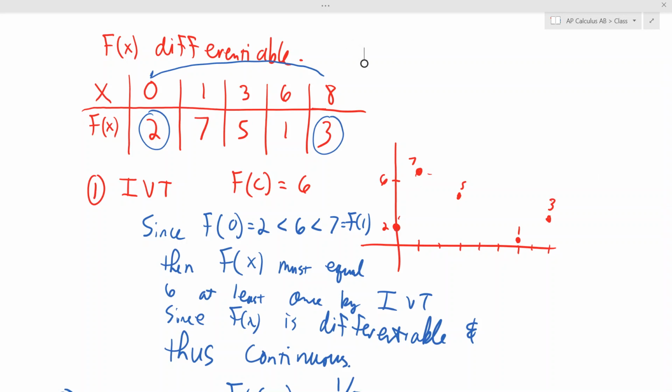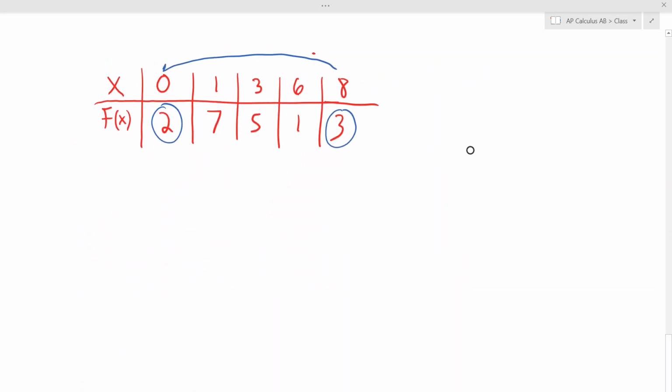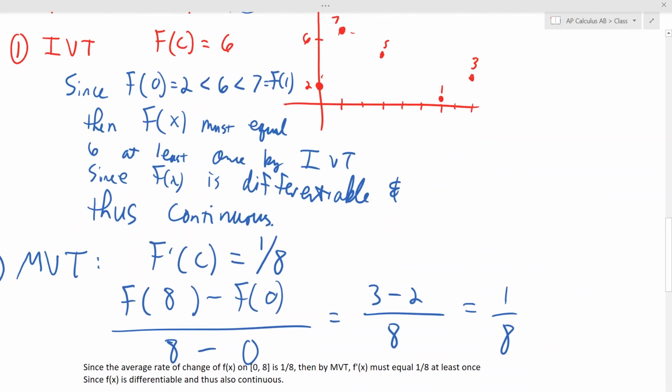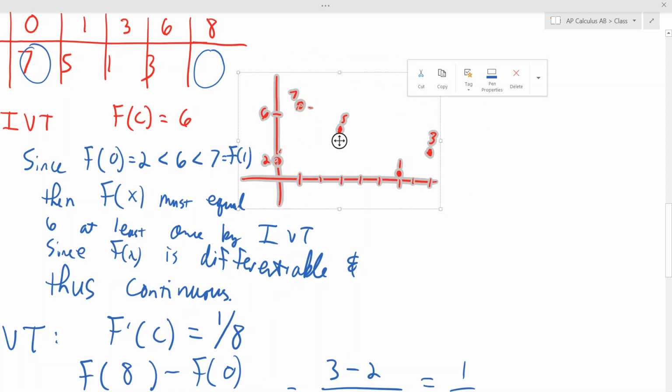I'm going to copy this table down here so that I can keep going through this stuff. Another thing they might ask you to do, which ties in with MVT a little bit, is just approximate f prime of 2. Now f of 2 would be in here somewhere, we don't have that value. Like from my graph, which I graphed way up here, and I will also copy, just so I don't have to draw it again. You don't have to draw this graph, but it helps if you're a little stuck.